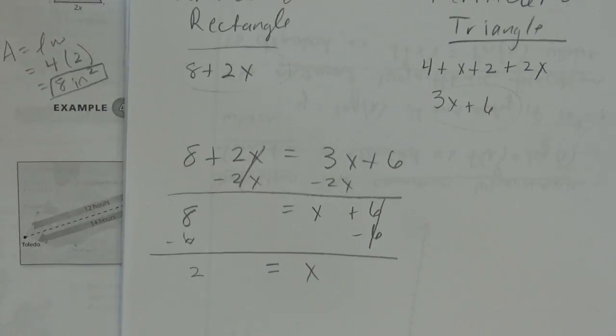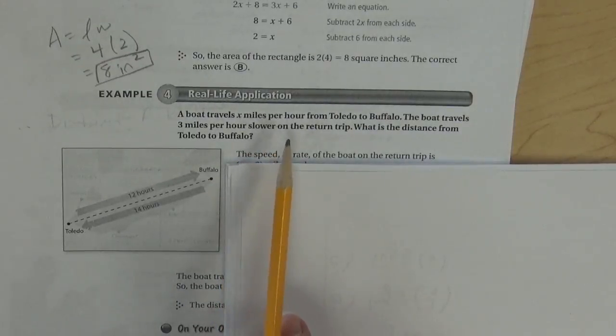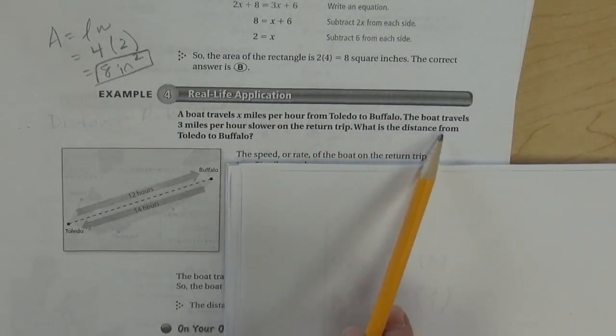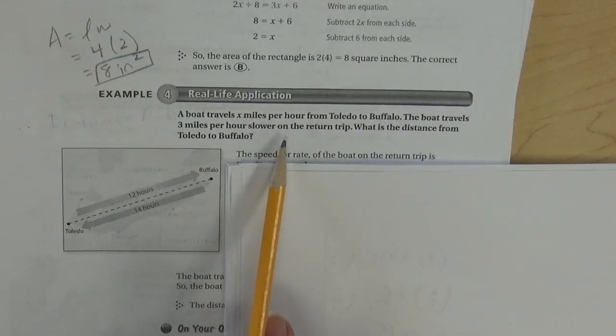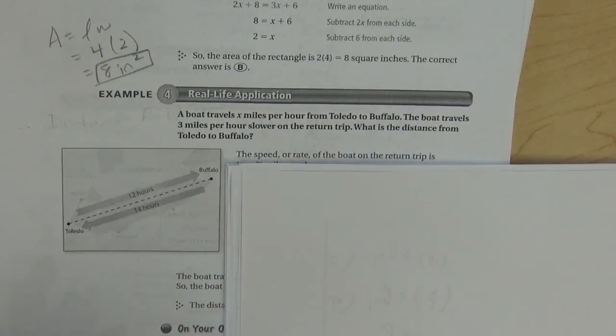So there's the part down here if you need to see that again. Let's look at example 4. A boat travels X miles per hour from Toledo to Buffalo. The boat travels 3 miles per hour slower on the return trip. What is the distance from Toledo to Buffalo?